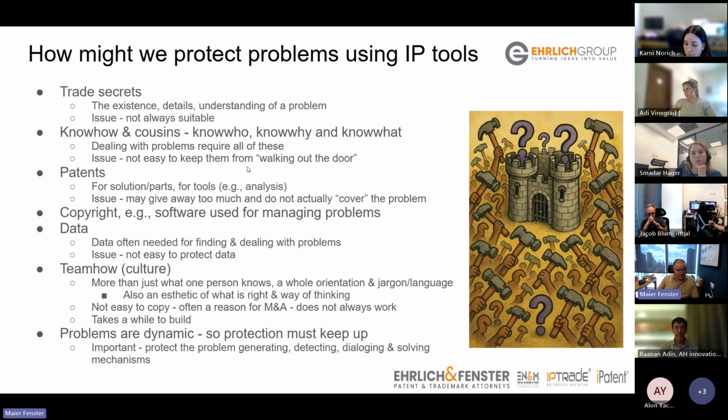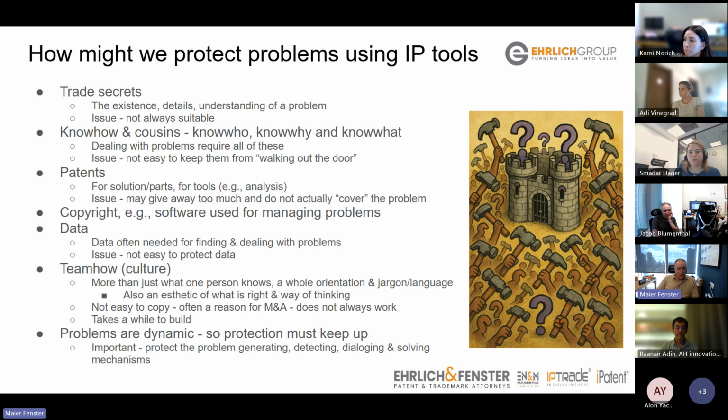Okay, I promised to get back to this question. How do we protect problems, which are not really IP, legally, using IP tools? So here are a few thoughts, not perfect. Number one, trade secrets. If people don't know the problem exists, don't know the details, don't understand it. The problem is you can't always keep these things a secret.